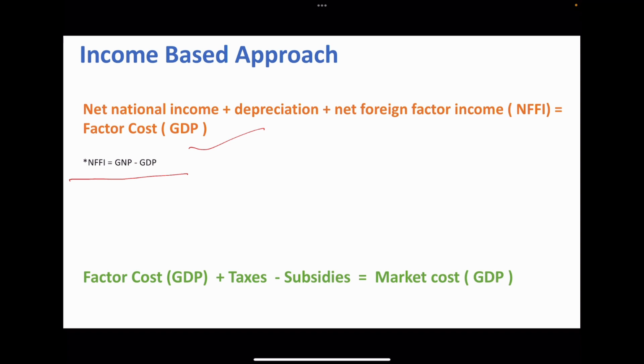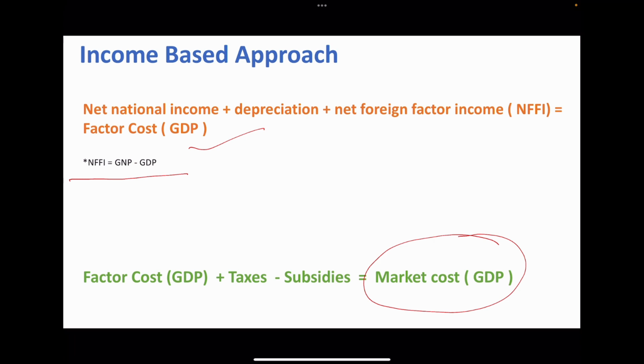Furthermore, government imposes taxes on goods and services and also at times provides subsidies for welfare. Now, when these adjustments are also taken into account along with the factor cost GDP, we get something called the market cost GDP. So, when we refer to GDP, it is generally by default the market cost GDP.